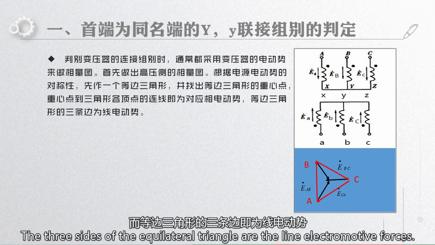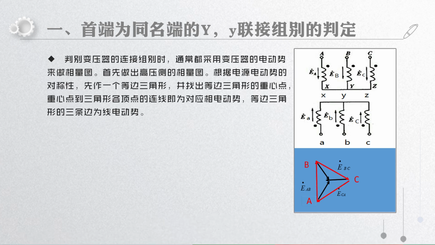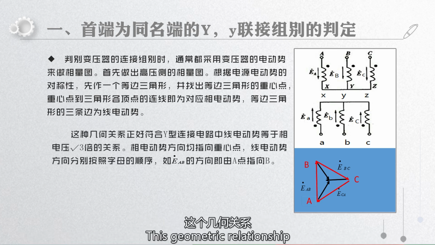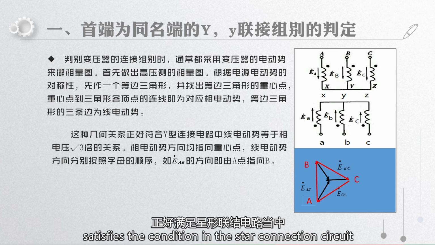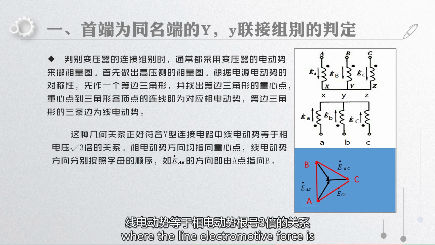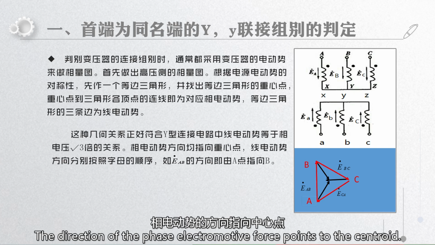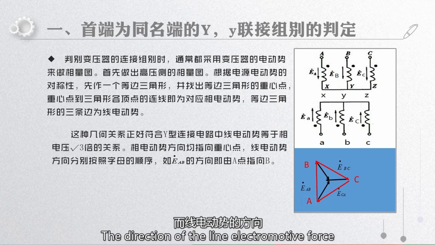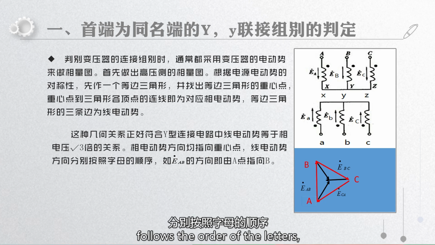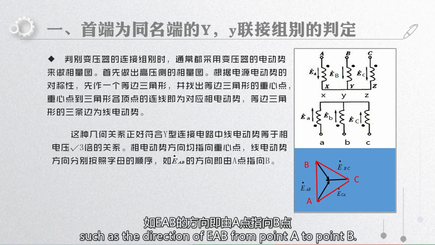The three sides of the equilateral triangle are the line electromotive forces. This geometric relationship satisfies the condition in the star connection circuit, where the line electromotive force is √3 times the phase electromotive force. The direction of the phase electromotive force points to the centroid. The direction of the line electromotive force follows the order of the letters, such as the direction of EAB from point A to point B.